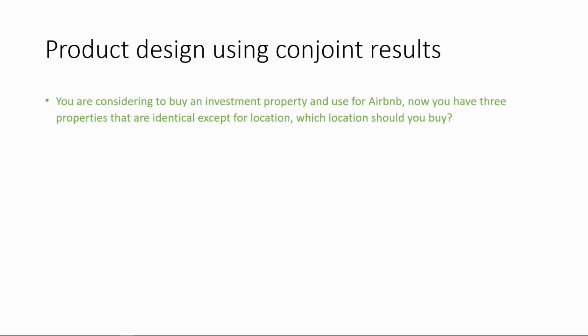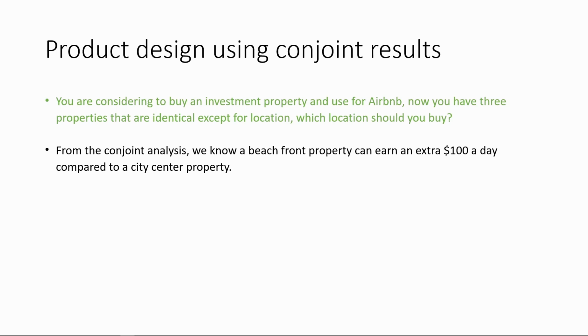And of course, conjoint analysis results can be used for product design. So here's a question. Let's say you are considering buying an investment property and using it for Airbnb. Now you have 3 properties that are identical in terms of their features, except for location. And you are deciding whether to buy a property on a beachfront, near the beach, or in the city center. From the conjoint analysis, we know a beachfront property can earn an extra $100 a day compared to a city center property. So that's the calculation we have just conducted.